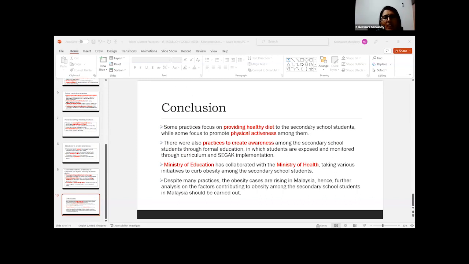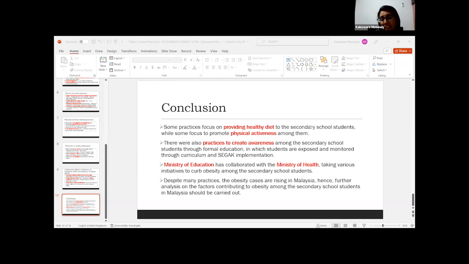So in conclusion, I would say that we have so many practices in Malaysia. One of it is actually focusing on healthy diet. The other one is focusing on promoting physical activeness. Some is talking about how to create awareness among students. And there's so much collaborative effort and so forth. But we have so many practices, yet the cases are still on the rise.